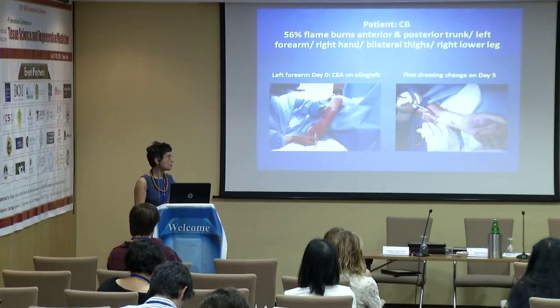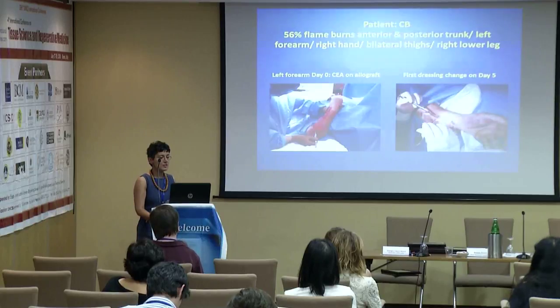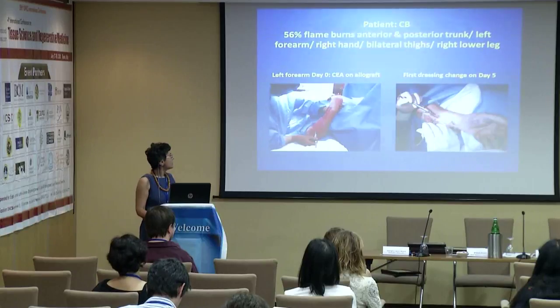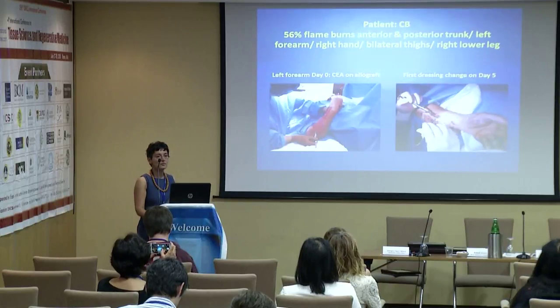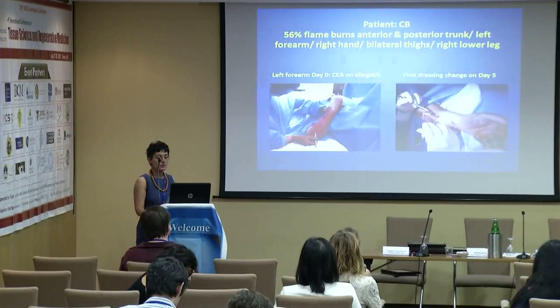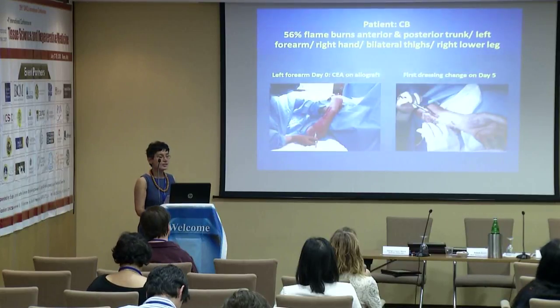So I'm showing you some of the clinical data. This is our first patient, who was admitted with 56% burns. On the left-hand side, you can see the CEA was applied on the arm, grafted on top of vascularized allograft. Five days later, this represents the first dressing change, and the dressing was left on as it was still attached to the wound, but you could see a very fine film of keratinocytes underneath.